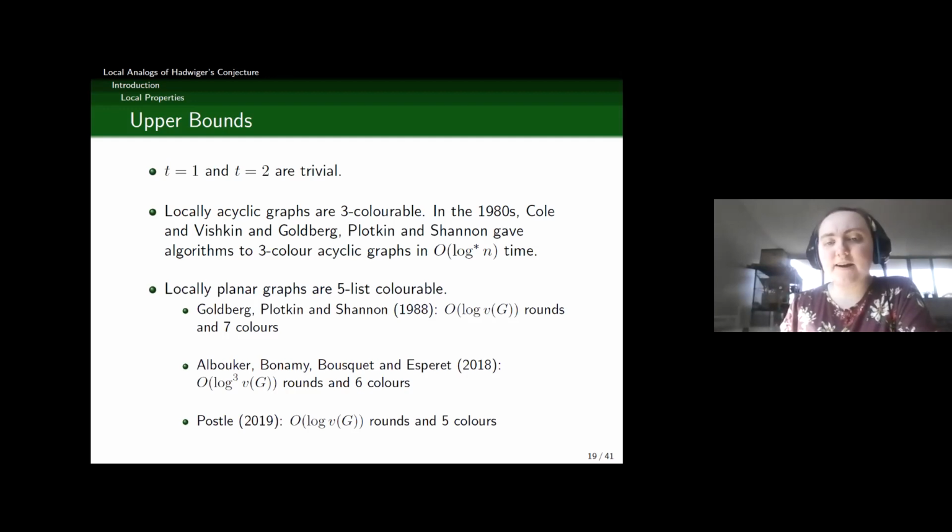The first result on that was in 1988 by Goldberg, Plotkin, and Shannon, which gave a log V round algorithm, but required 7 colors. In 2018, Albuquerque, Bonamy, Bousquet, and Esperet improved that to 6 colors at the cost of cubing the runtime. And then Postle in 2019 gave a log V time algorithm that requires 5 colors. And this is list coloring, so that 5 colors is the optimal bound.